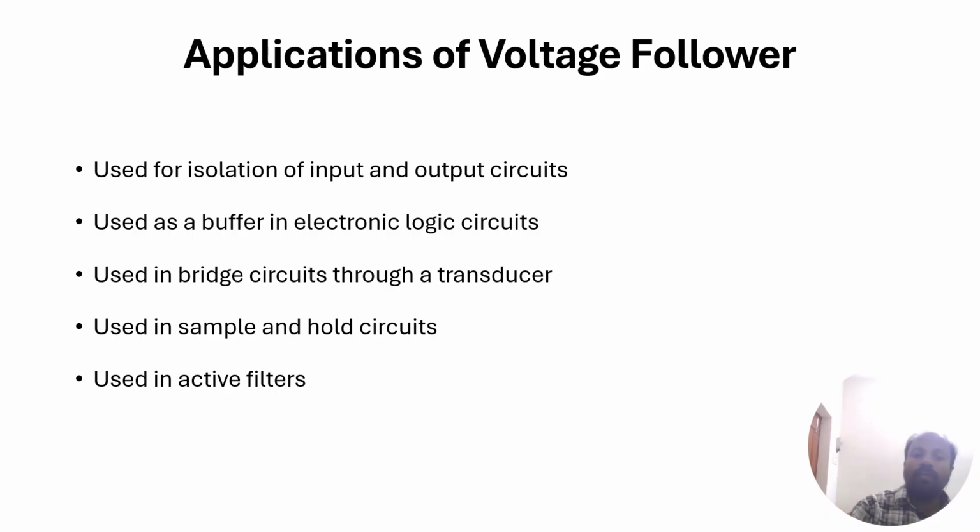It is used as a buffer in electronic logic circuits. So we can use this circuit as a buffer where we want the strength of the signal to be maintained, in that place we can use this voltage follower circuit. It is used in bridge circuits through a transducer. Also, it can be used in sample and hold circuits. Another application of voltage follower is that it can be used in active filters. So these are the different applications of voltage follower.